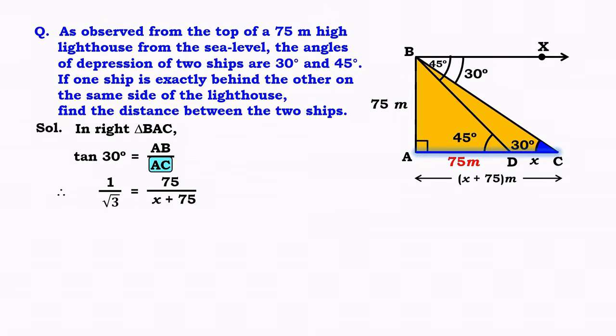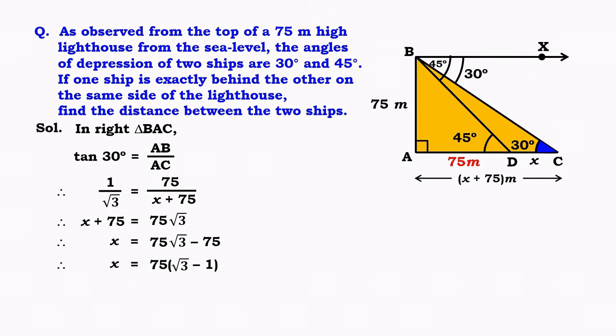We know that tan 30 degrees is equal to 1 divided by root 3. Also, AC is equal to AD plus DC. We already know that AD is 75 meters and DC is x meters. Therefore, AC is equal to x plus 75. So, 1 divided by root 3 is equal to 75 divided by (x plus 75). Cross multiplying, we get x plus 75 equal to 75 root 3. Therefore, x is equal to 75 root 3 minus 75.